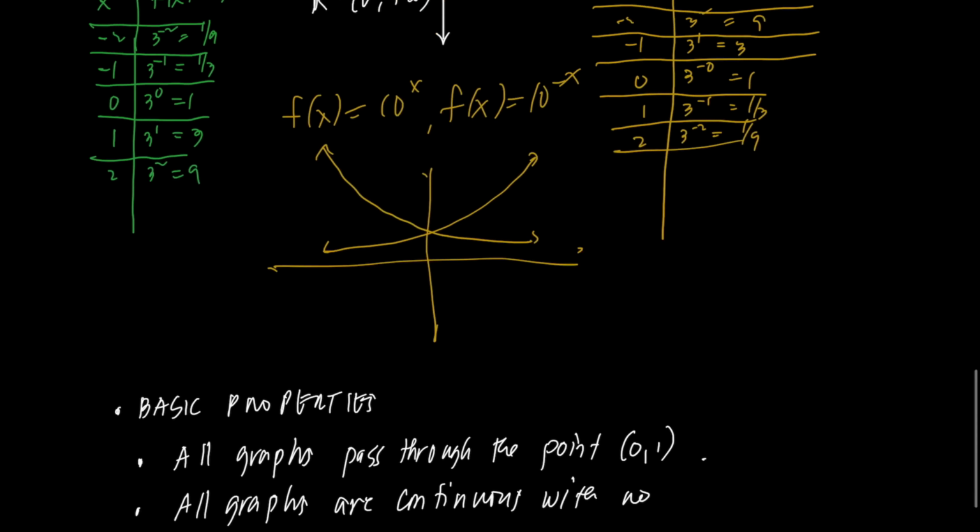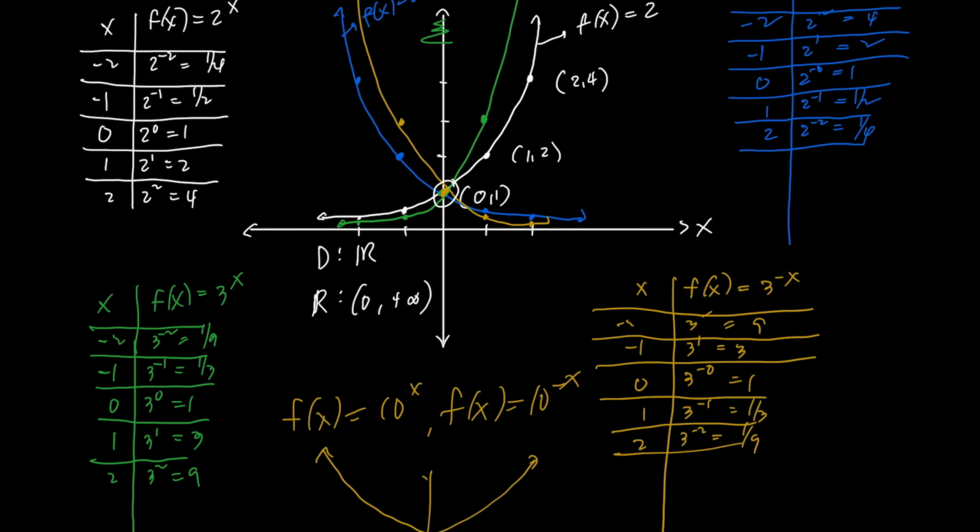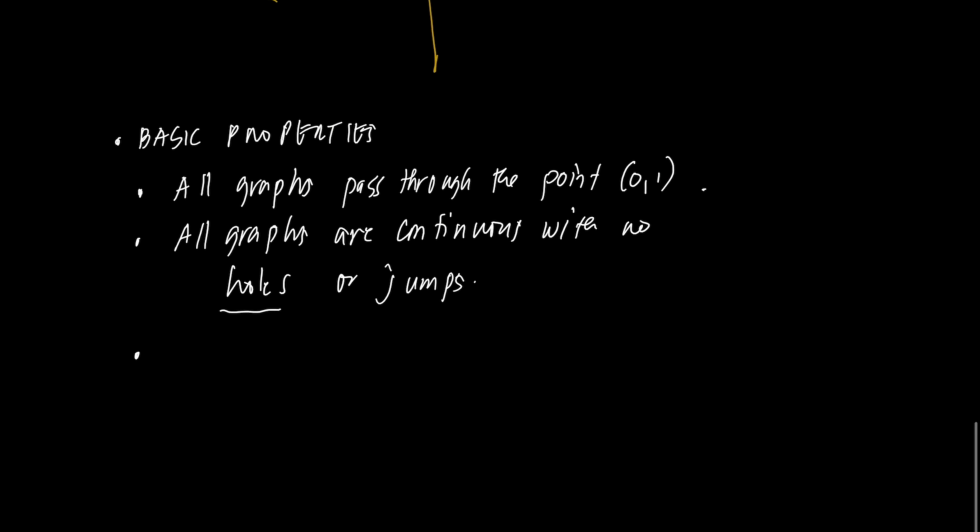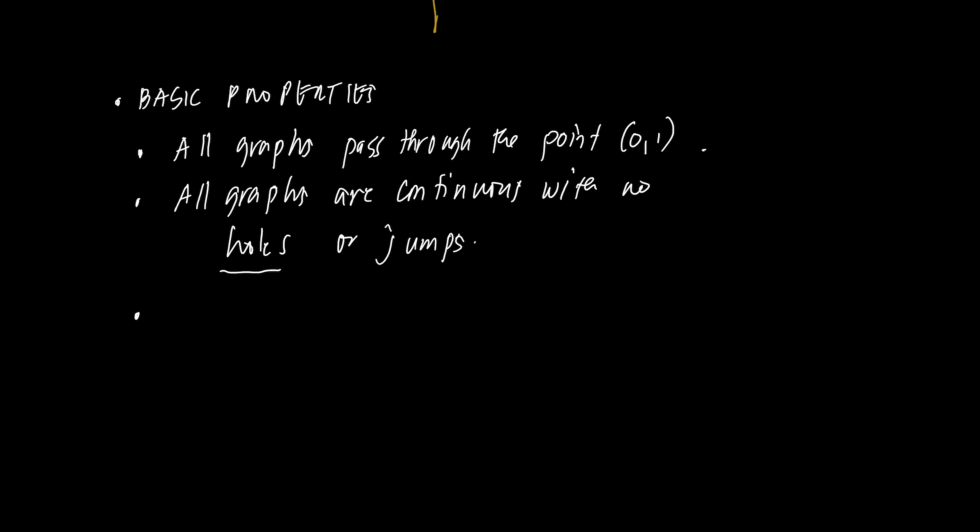Okay, now since the graphs do not touch the x-axis, what can you say about the x-axis? Okay, the x-axis is an asymptote. Particularly, it's a horizontal asymptote.